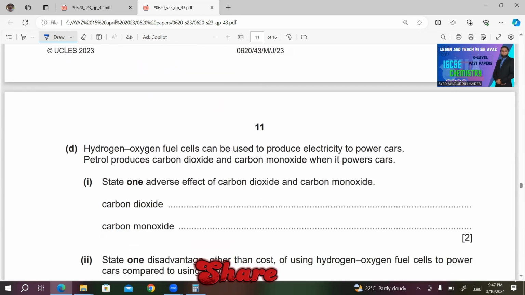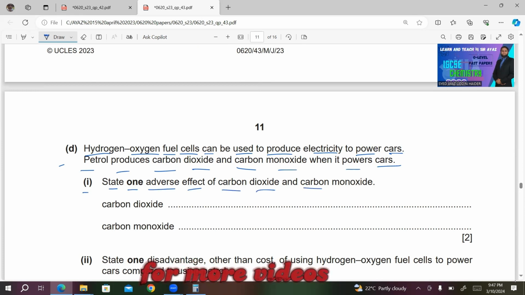Moving to next part, D. Hydrogen oxygen fuel cells can be used to produce electricity to power cars. Petrol produces carbon dioxide and carbon monoxide when it powers cars. Number 1, state one adverse effect of carbon dioxide and carbon monoxide. Carbon dioxide is responsible for global warming, increased global warming.